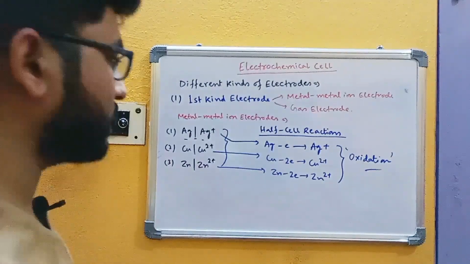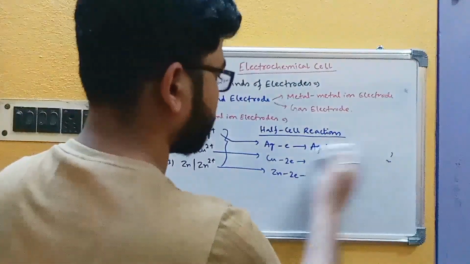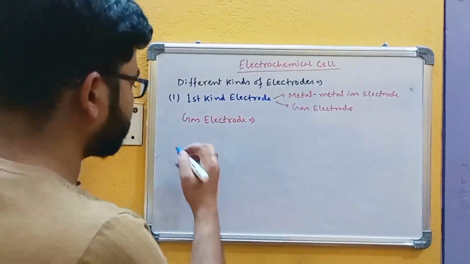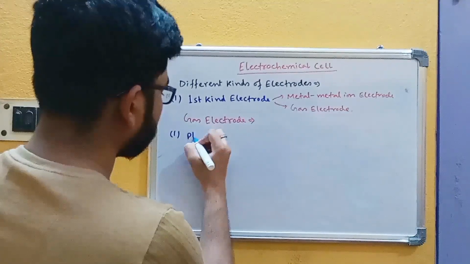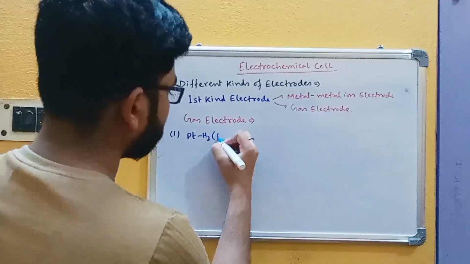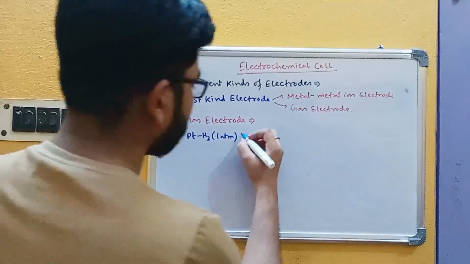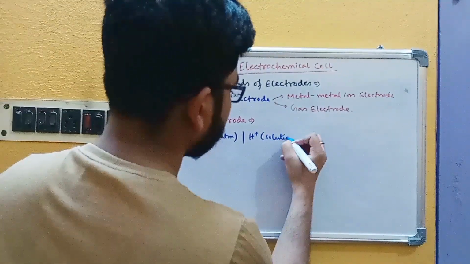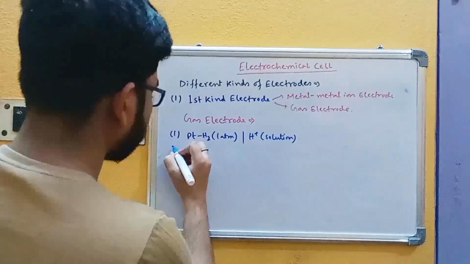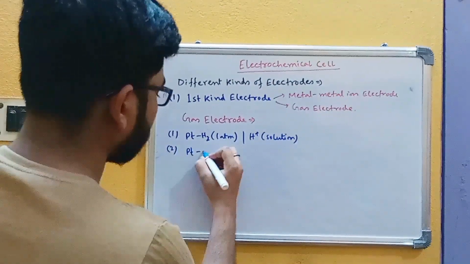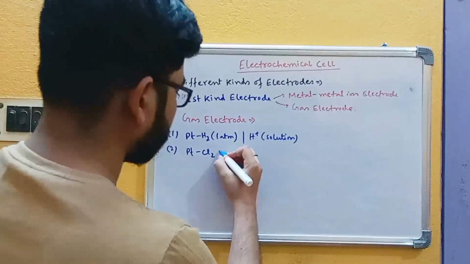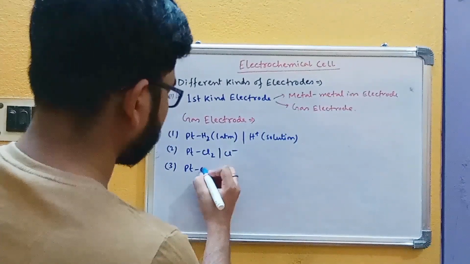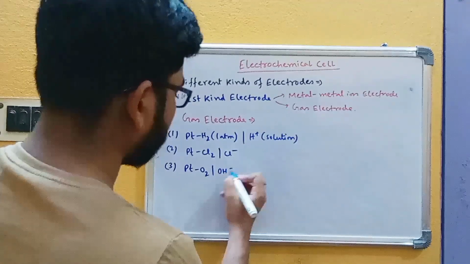Now we will discuss gas electrode. So examples of gas electrodes are: platinum, hydrogen at 1 atmospheric pressure, and H plus in solution. Second, platinum, chlorine and chlorine minus. Then platinum, oxygen, OH minus.